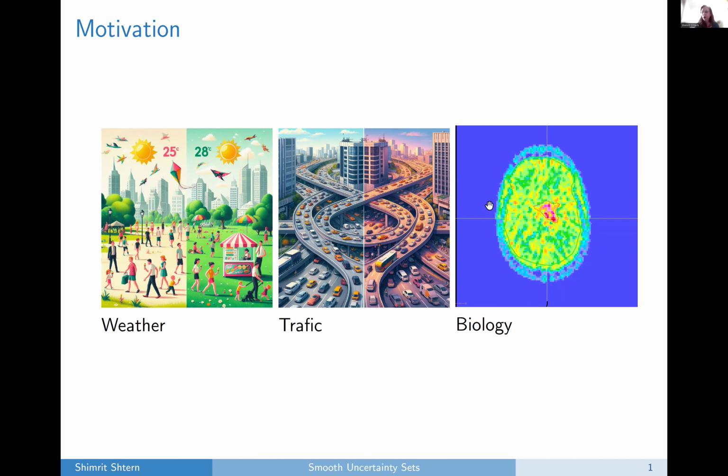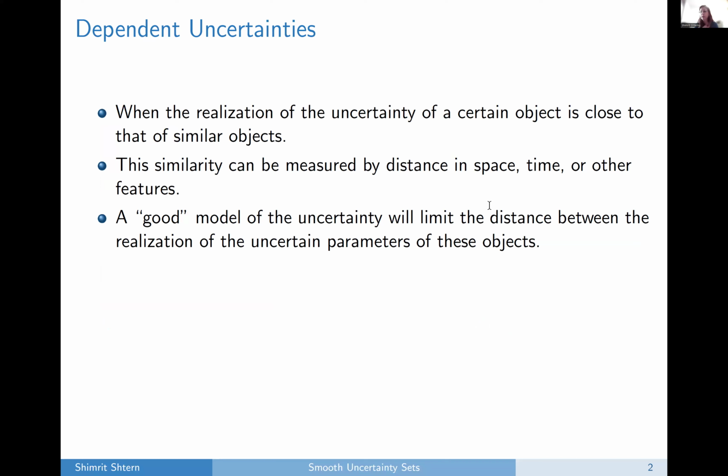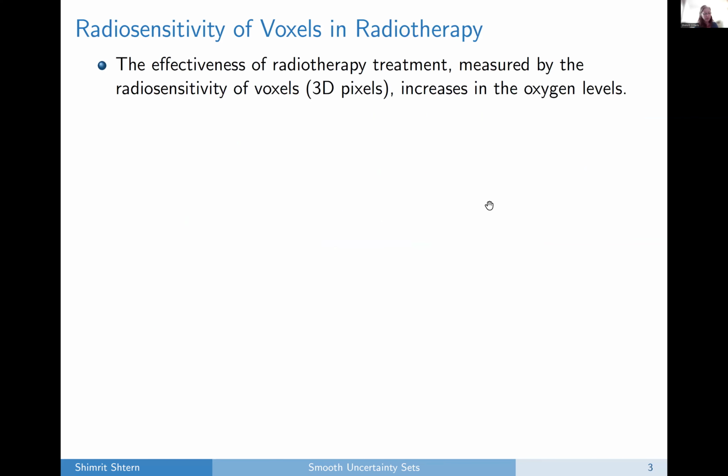These are all examples of situations where we have an object which has some uncertainty. For instance, the town, which has the temperature, or the road, which has the congestion, or the brain, which has the oxygen level. We say that objects which are similar to each other, we expect them to have similar values for the realization of this uncertainty. So what is a similar object? Similar can be similar in space, close together, in time, or in some other feature space, whatever feature space we can imagine. To model this uncertainty in a good way, we would want a model that limits the distance between the realizations of the uncertainty of these similar objects. There's also a question: what happens if there is such a dependence between these objects, but we ignore it? I hope to answer these questions in this talk.